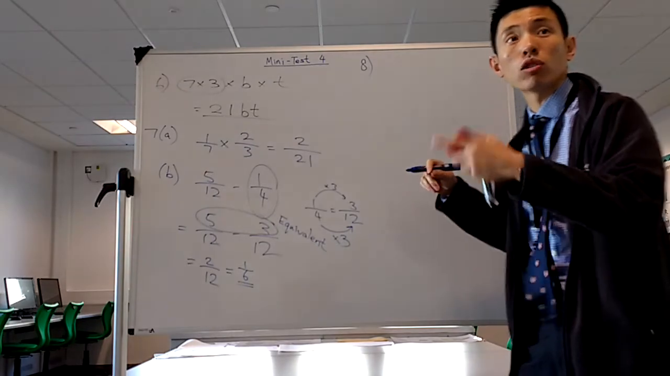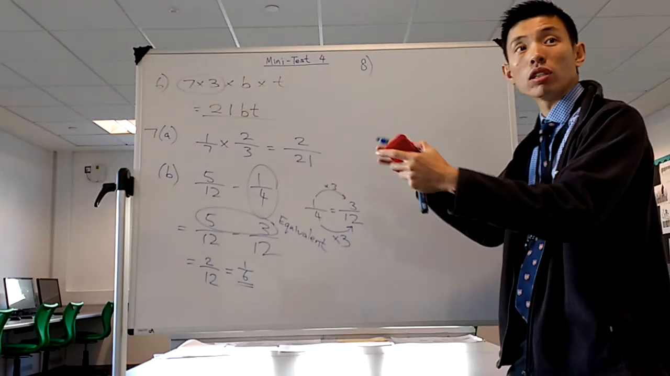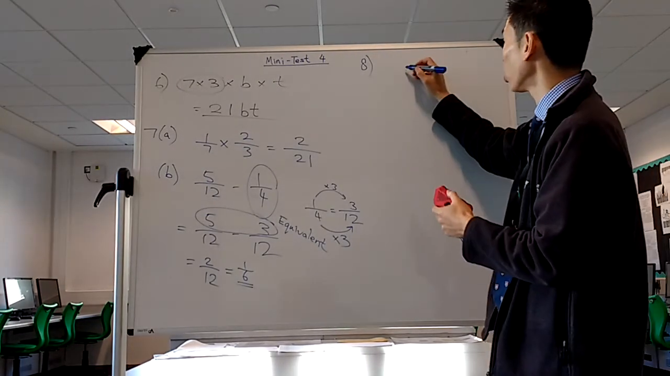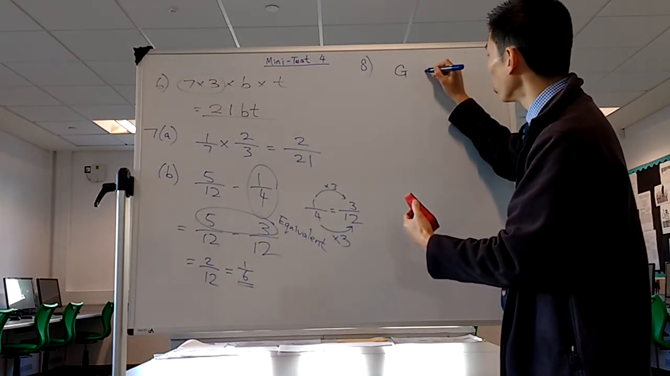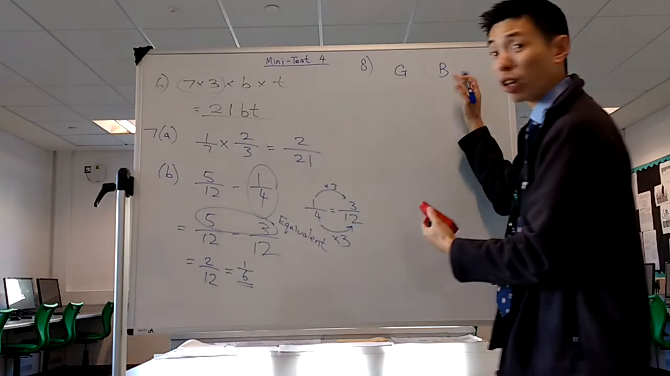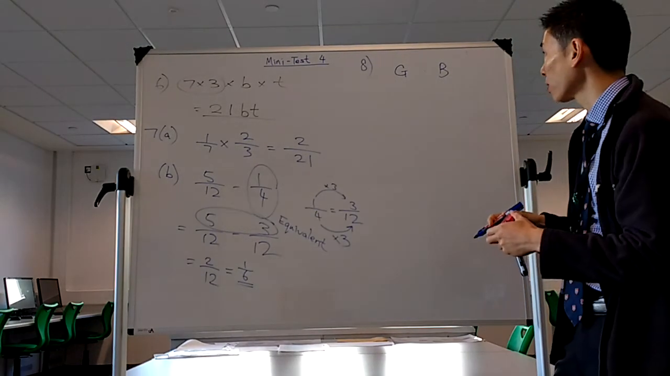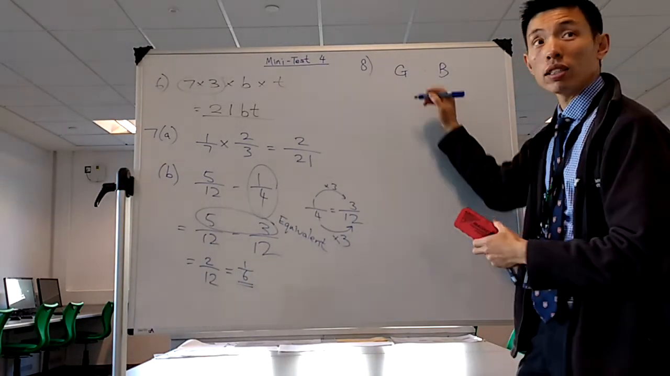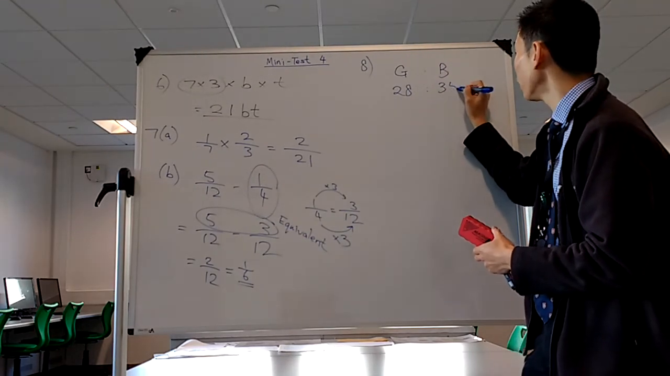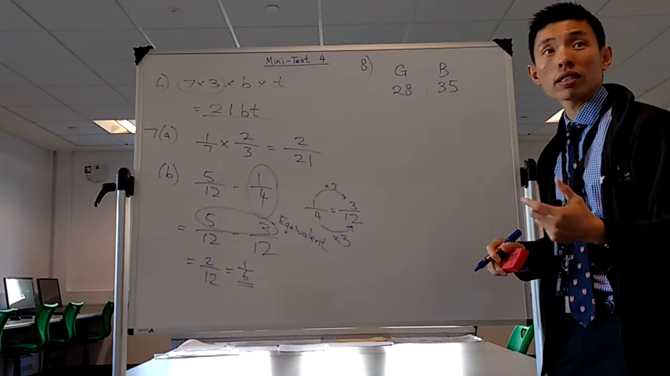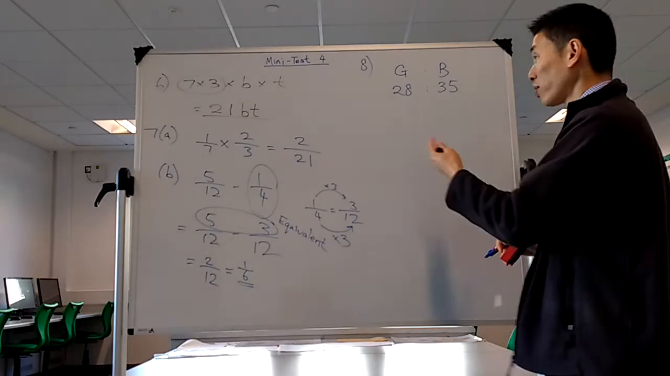So it's asking you to write the ratio of the number of green counters to the number of blue counters. So based on what I just said, green to blue. So this is a ratio representation. So how many greens are there? It's 28 to how many blue are there? 35.